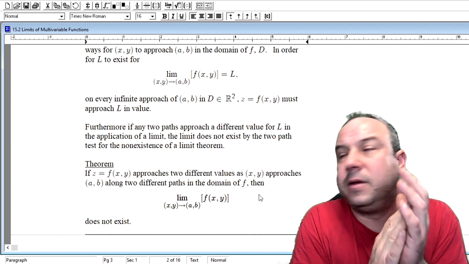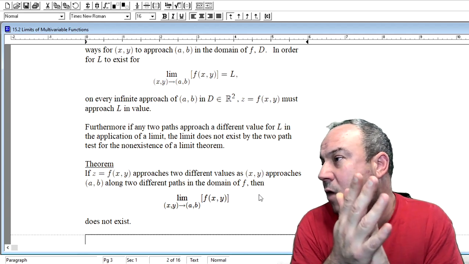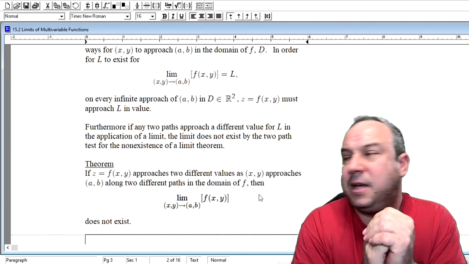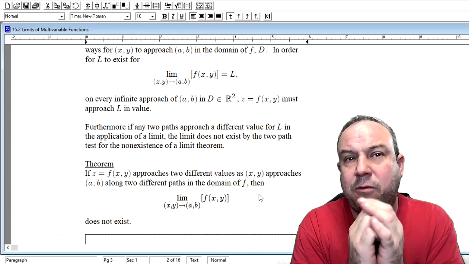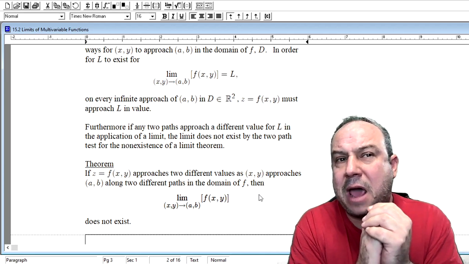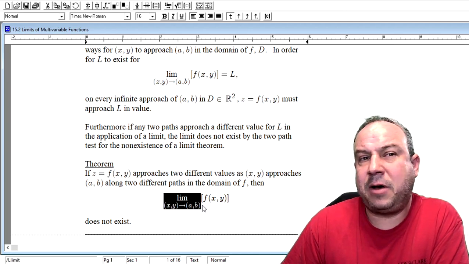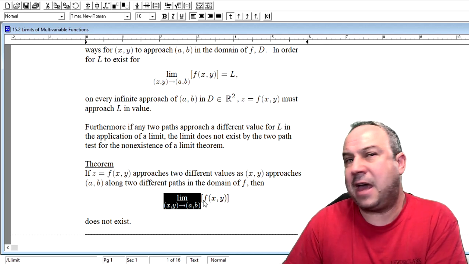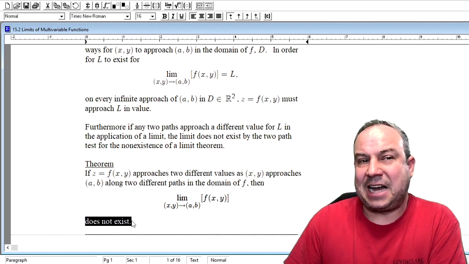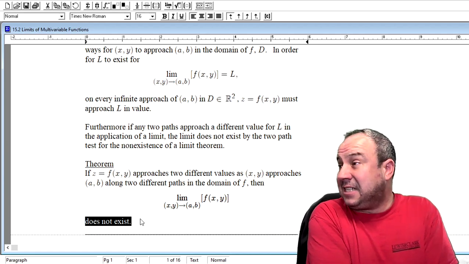Let's read it here. Notice it does just say if the output of a function, z equal to f of x comma y, approaches two different values, as the input of the function, x comma y, approaches a comma b, a specific location in the domain of f, along two different paths, then the limit as x comma y approaches a comma b in that domain of f of our multivariable function f of x comma y does not exist in value. This is known as the two-path test for the non-existence of a limit.